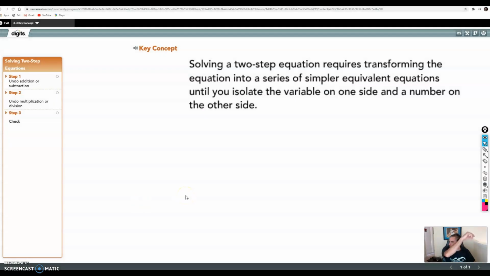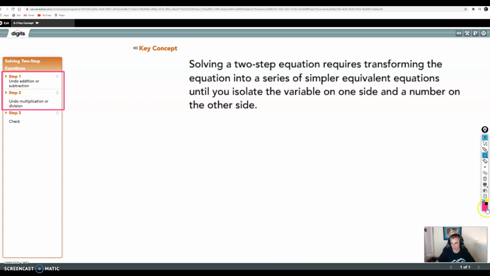The first thing I want to draw your attention to is the solving two-step equations over here on the left-hand side. And this can be a little bit confusing because they actually list 3 steps. We're really concerned with these first 2. Step number 3 is checking our answer. So that's not part of solving it. That's just part of making sure we did it correctly. So we want to look at step 1, undoing addition or subtraction, and step 2, undoing multiplication or division.